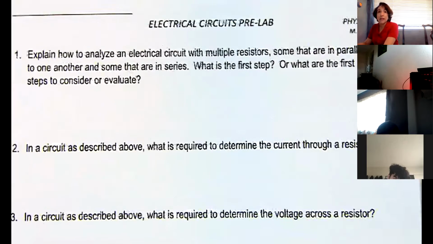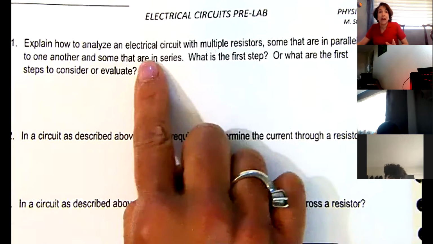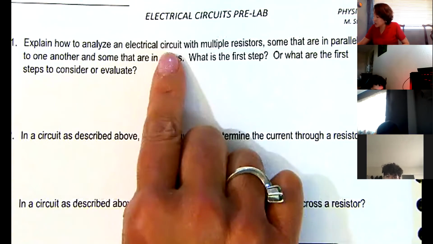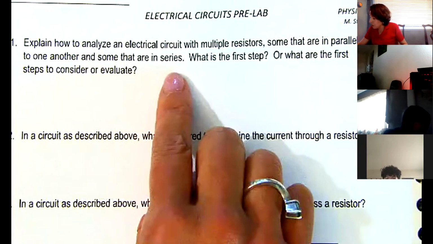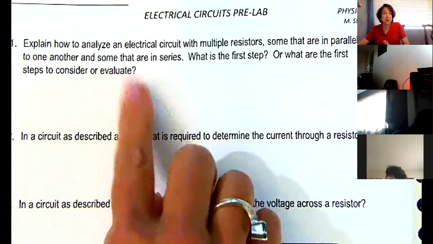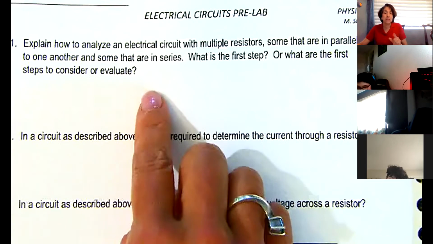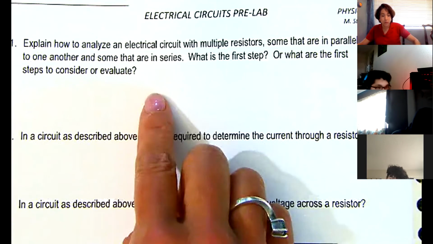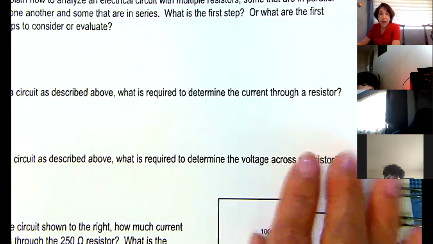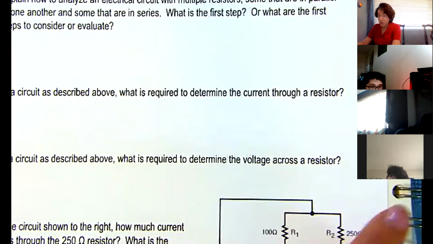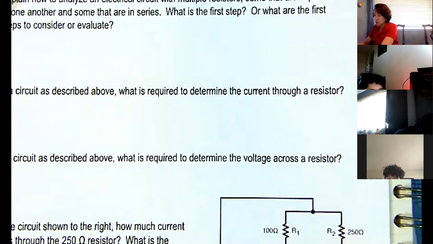Number 1 is asking, how do you analyze an electrical circuit with multiple resistors, some that are in parallel, some that are in series? What are the first steps to consider to evaluate? Hopefully you have a good idea of that, because I finished grading everybody's homework that was due last night. So you can summarize that. And then how do you determine the current through the resistor? And how do you determine the voltage through the resistor? So let's do number 4, where we'll have to do all the above.